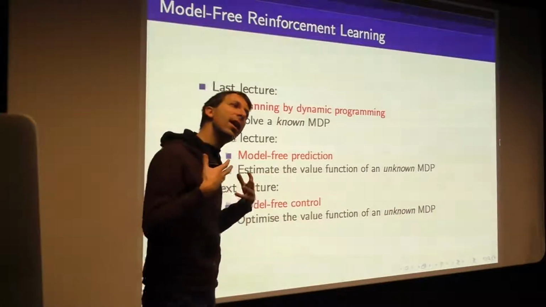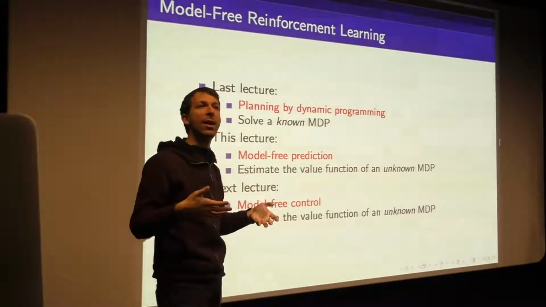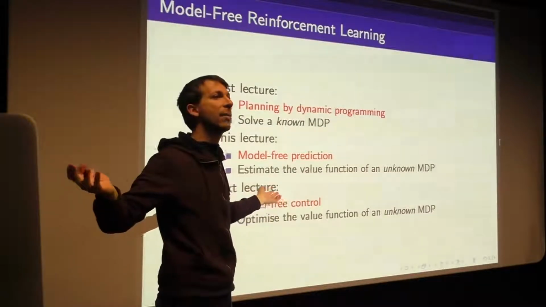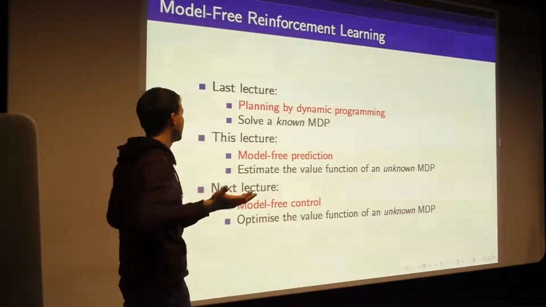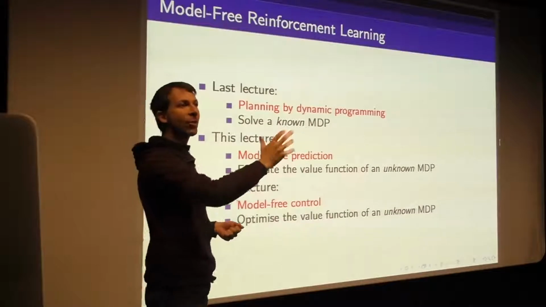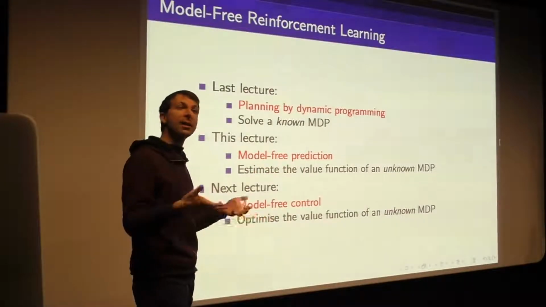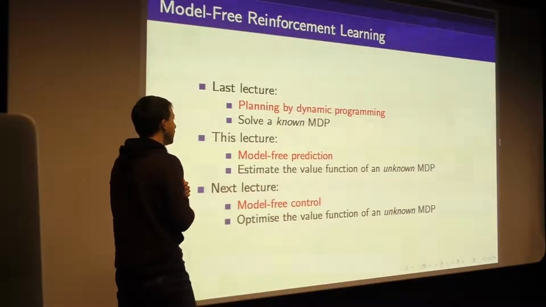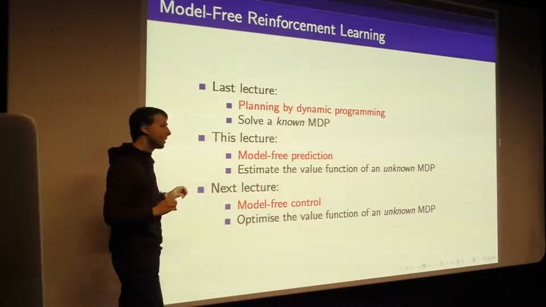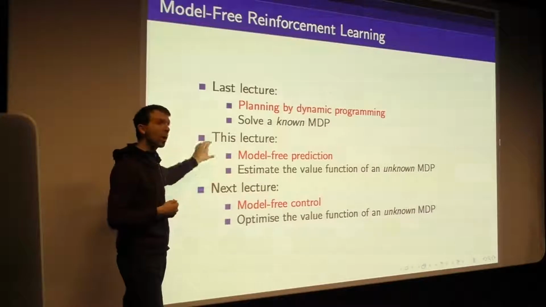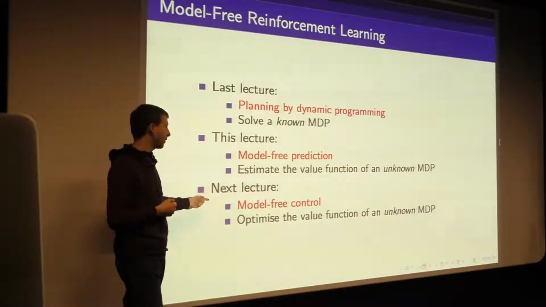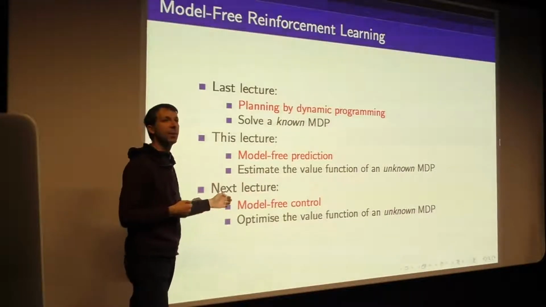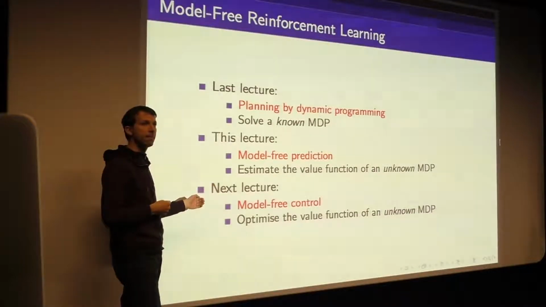And we're going to try and figure out how we can do that entirely model-free, without anyone telling us the dynamics or the reward function of the environment. So now you can just run your factory, see how much reward you get, and estimate the value function directly from just trying things and seeing what happens. And next lecture we'll use these core ideas to actually do control and find the optimal value function, and hence the optimal policy for the MDP.